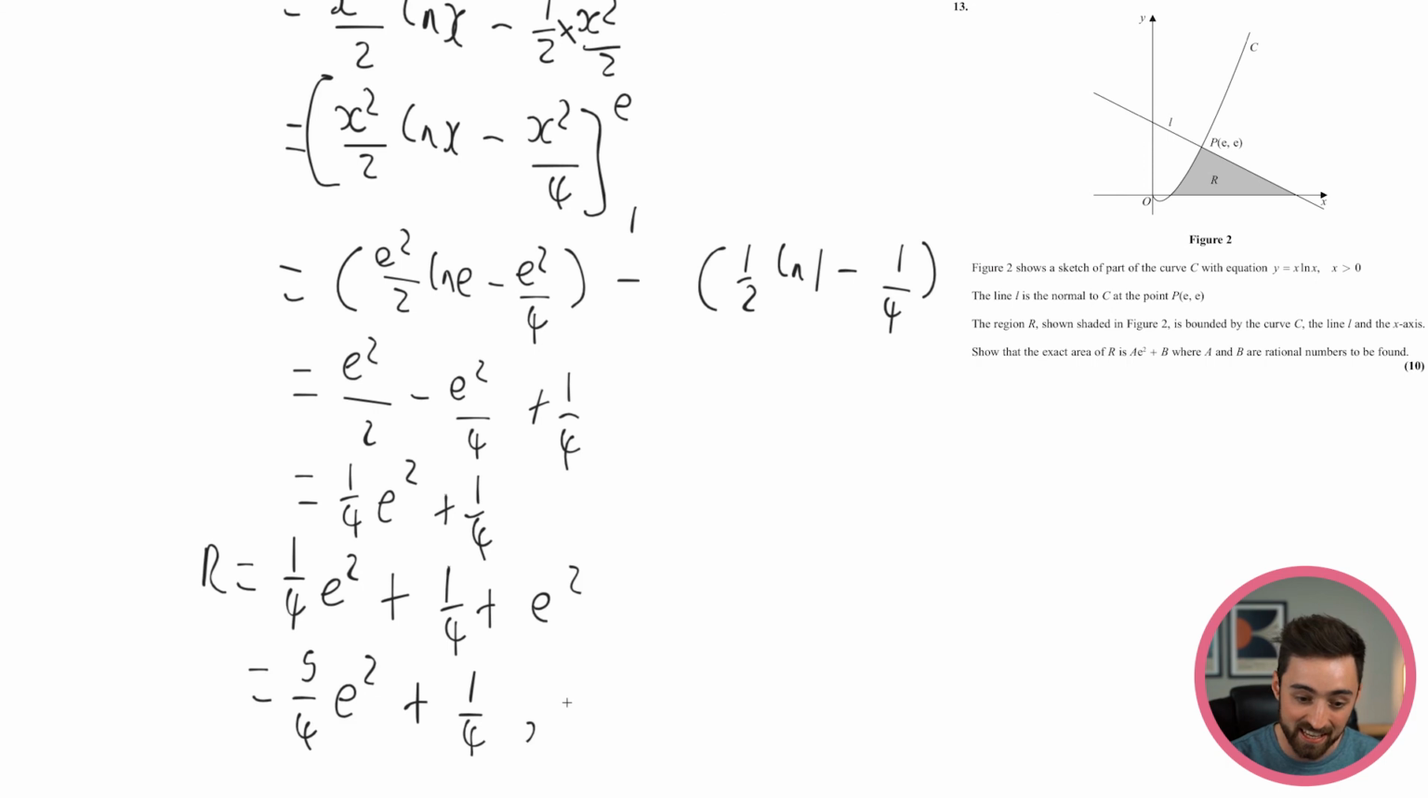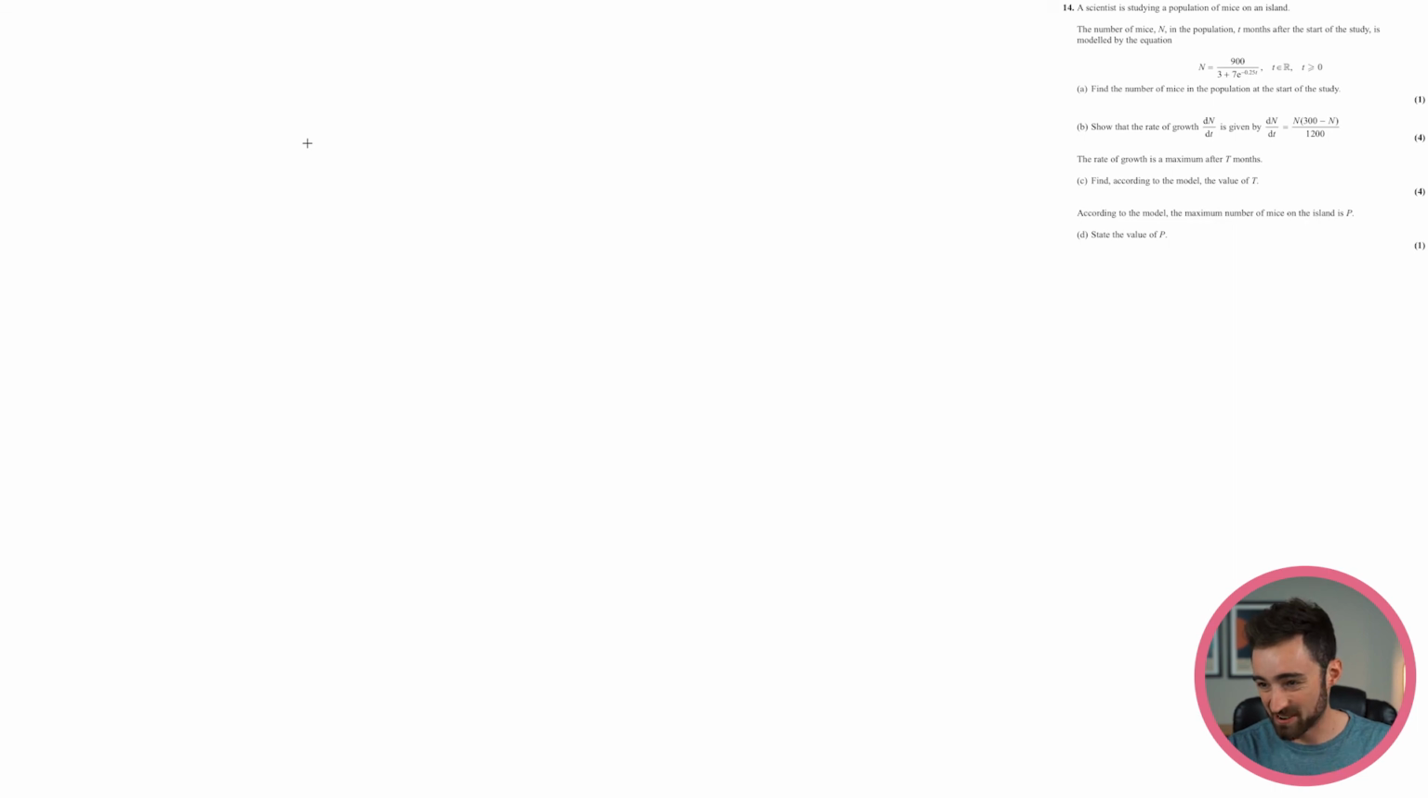So essentially, A is going to equal 5 over 4 here, a rational number. And B is going to equal a quarter, also a rational number. Whew. All right, last question. Let's see if we can smash it.